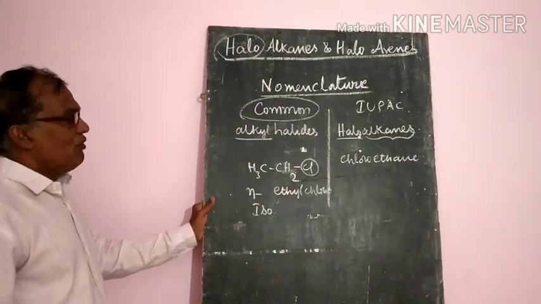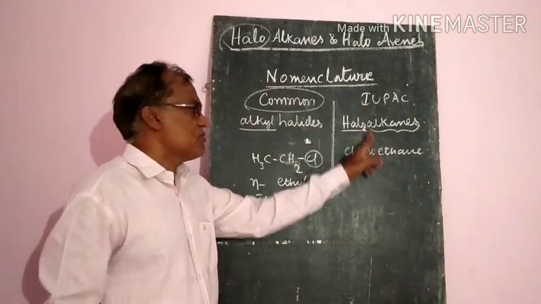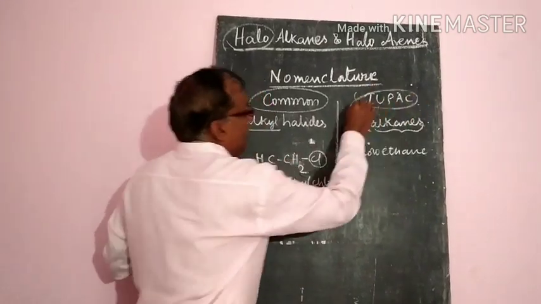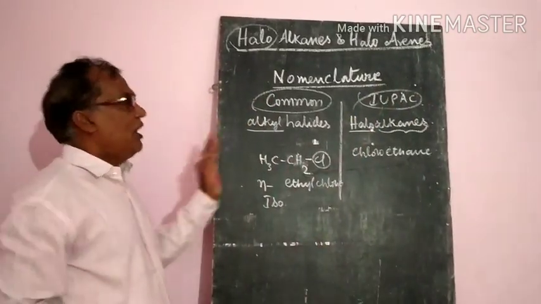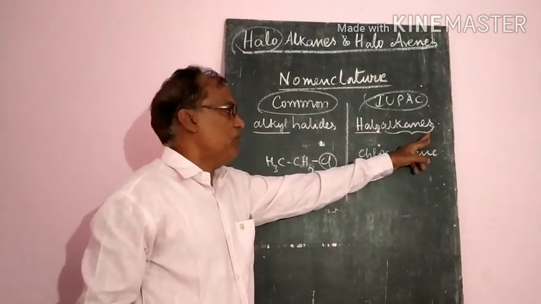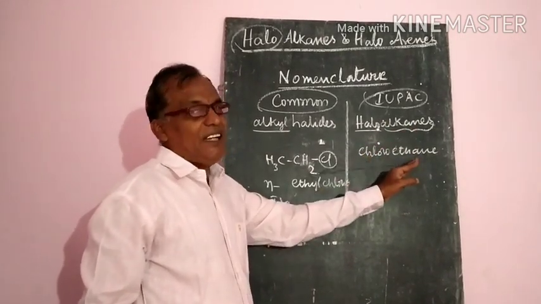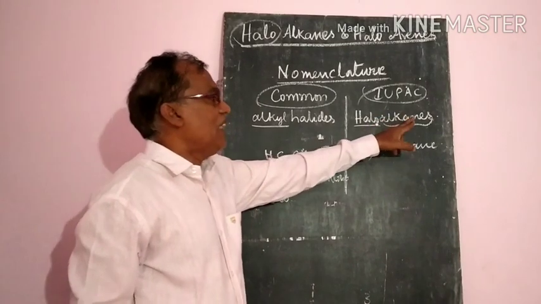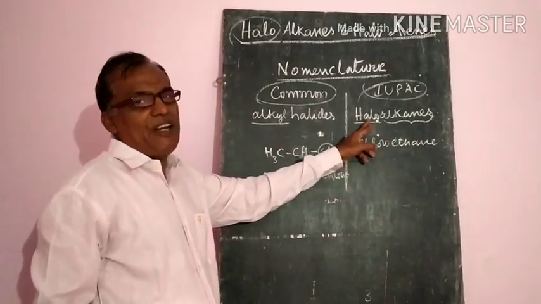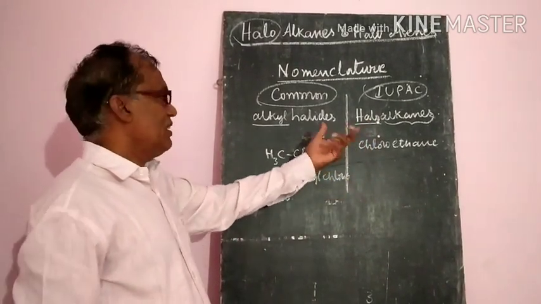So like this, we give the common names and IUPAC names for haloalkanes. Generally we use the IUPAC nomenclature only. How do we give the names in IUPAC nomenclature? Haloalkanes. That means chloroethane, bromoethane or bromomethane. The alkane name should come last, and the halogen atom is written first as a substituent: chloro, bromo, iodo. Like that we give the names.